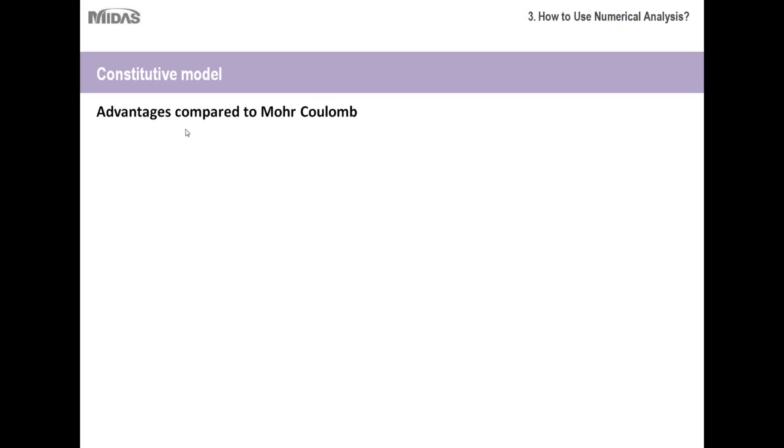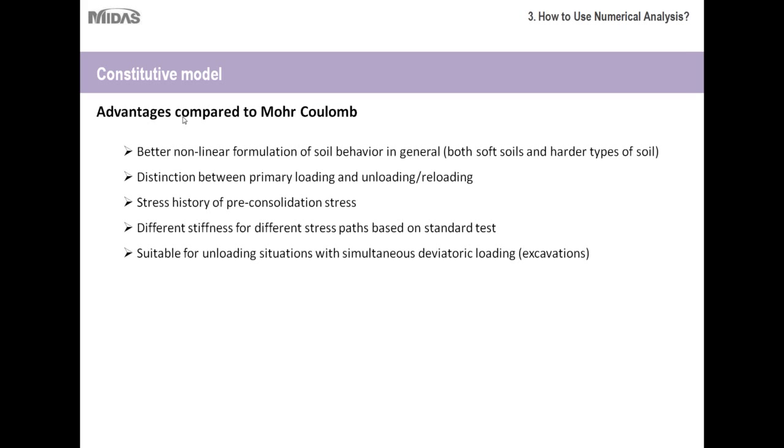So, advantages compared to the Mohr Coulomb model. These are the advantages of the modified Mohr Coulomb model, or the hardening model, as opposed to the Mohr Coulomb model. Some of the advantages include better nonlinear formulation of soil behavior in general, both for soft soils and harder types of soil. Distinction between primary loading and unloading and reloading, so it's more detailed in that respect. The stress history of pre-consolidation stress. So if you have pre-consolidated clay that needs to be accounted for, you would use the modified Mohr Coulomb model or the modified Cam clay model.